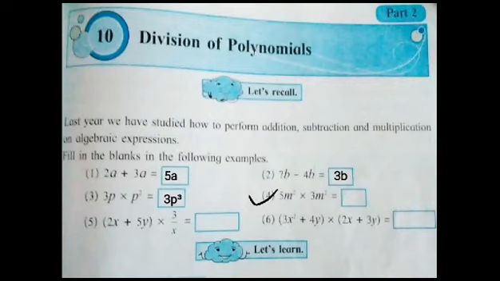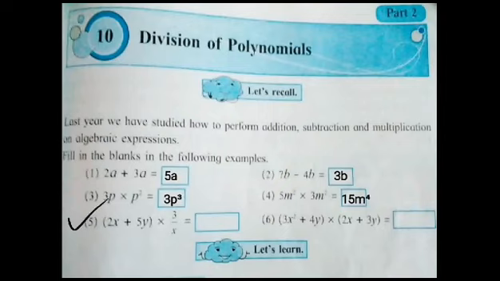Next, 5m square into 3m square. First multiply the number and then the variable. 5 3s are 15. m square into m square becomes m raised to 4. 5m square into 3m square is equal to 15m raised to 4.